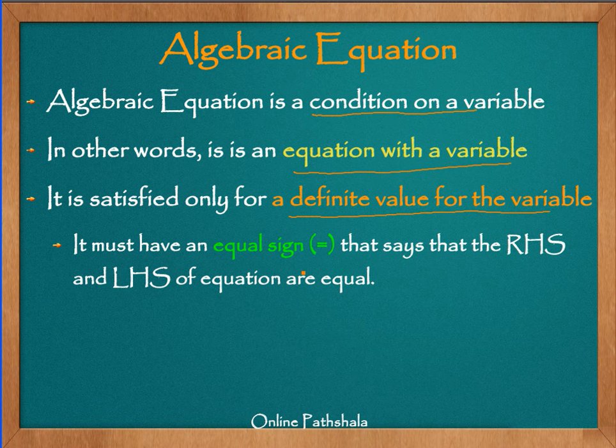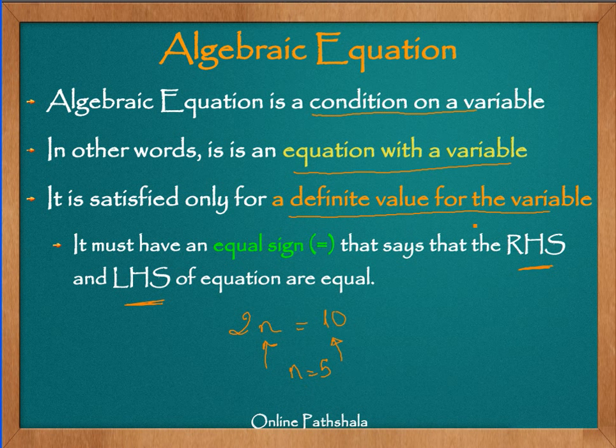So it must have an equal to sign that says that the right hand side is equal to the left hand side. That is only when we call it an equation. And just reflecting back on this statement that it is satisfied only for a definite value of the variable: if we take our example, 2n is equal to 10, what will satisfy this? We know that 2 times 5 is 10. So when n is equal to 5, then only this equation is satisfied, and that is what we mean by saying that it is satisfied only for a definite value of the variable.